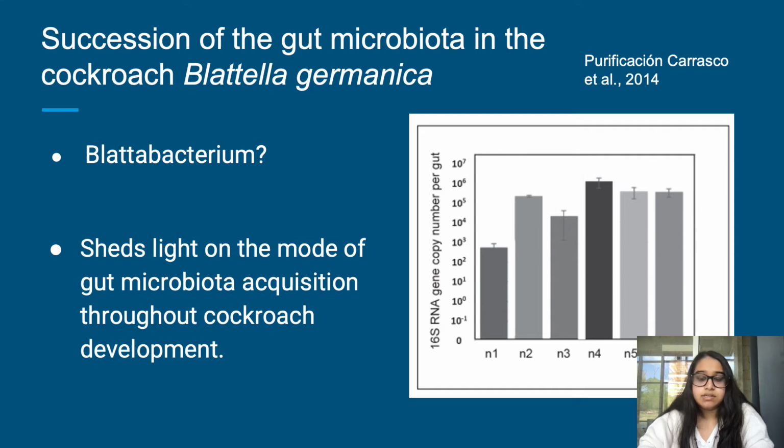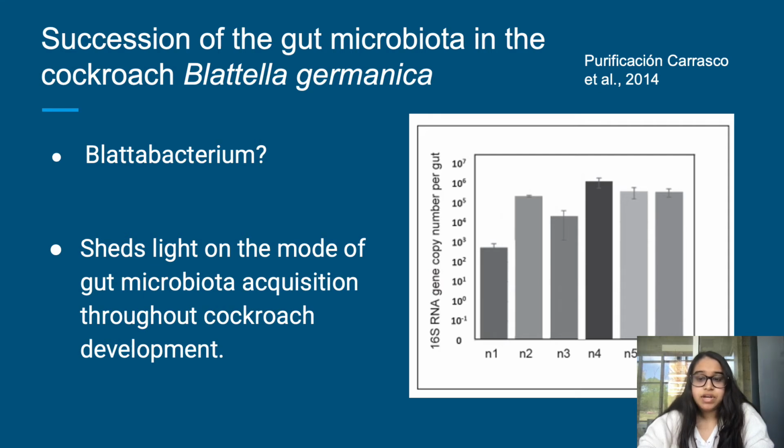All that to say is, in this study, researchers examined this bacterial load and the changes in microbial diversity both in the embryos and in the gut of the B. germanica in each of the 5 nymphal instars, as well as the adult males. The findings shed light on the mode of gut microbiota acquisition throughout cockroach development.